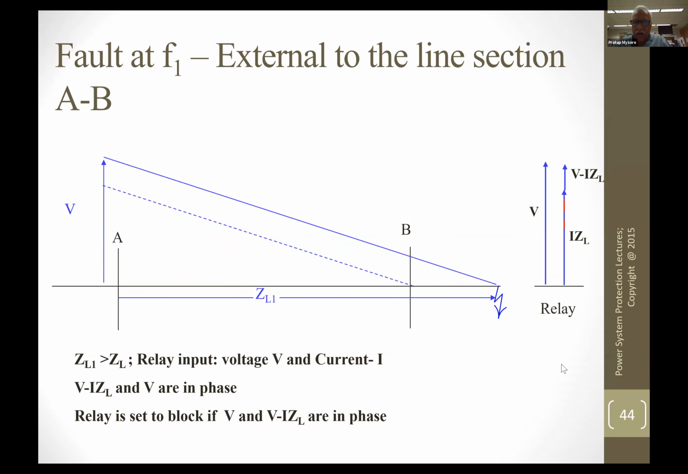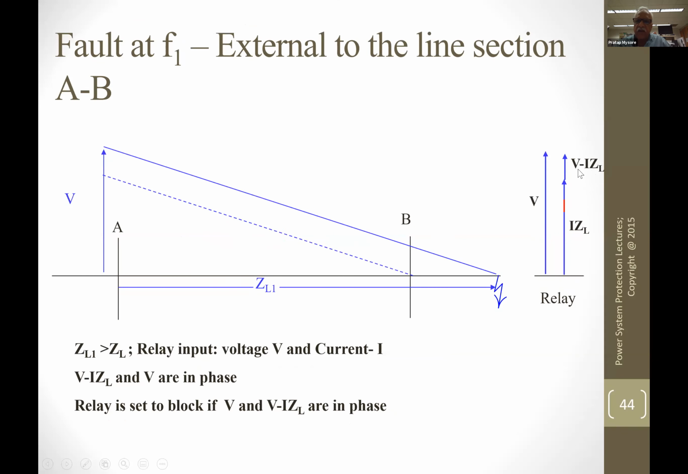So IZL, and V minus IZL, and V, if you take two of these, calculate V minus IZL. V and V minus IZL are in the same direction, right? So if you look at this, the phase angle relationship between these two, they are in phase. So if we get that, then we decide that we don't want to trip. So for an external fault here, we determined that V and V minus IZL are in phase.